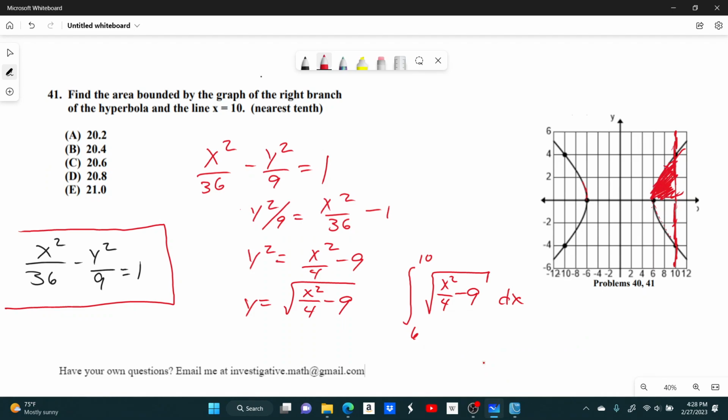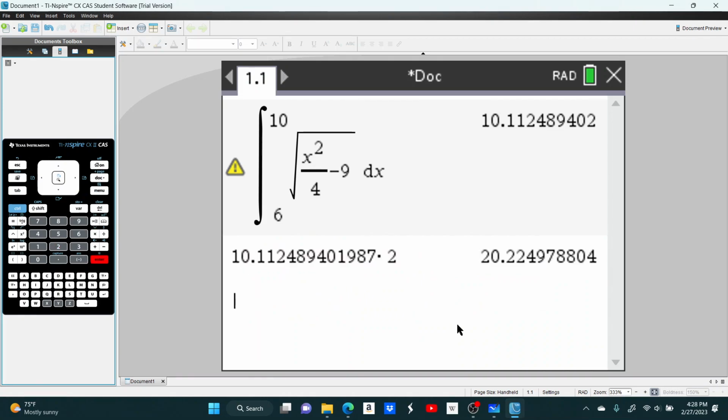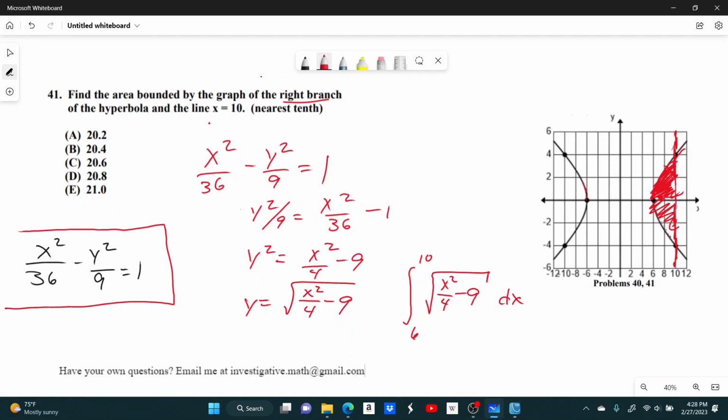But the problem wants all of it, so bounded by the right branch. Right, so it wants this area too. So to get that, all I have to do is double this. Not too complicated, just times 2. And you get an area of 20.2, and that's answer choice A.